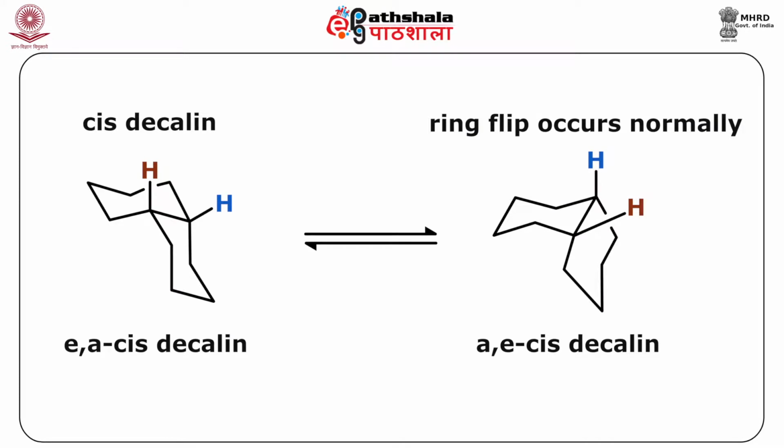In cis-decalin, the two cyclohexane rings are joined through an equatorial and an axial bond, and ring flipping is permissible in this case, which converts one cis form into another and converts the equatorial bond to axial and vice versa. That is, the EA cis-decalin on ring flipping will give AE cis-decalin. This equilibrium is shown in this figure.